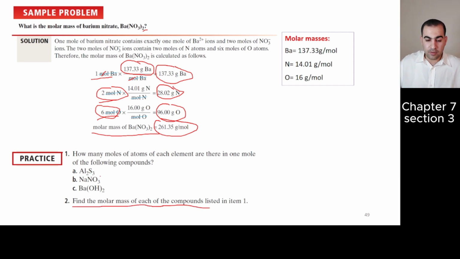For 1 mole of aluminium sulfide, 2 mole of aluminium, 2 times the molar mass of aluminium, 3 times the molar mass of sulfur, which is 32. Add them together, you get the molar mass. We use the same rule, same method to find formula mass.